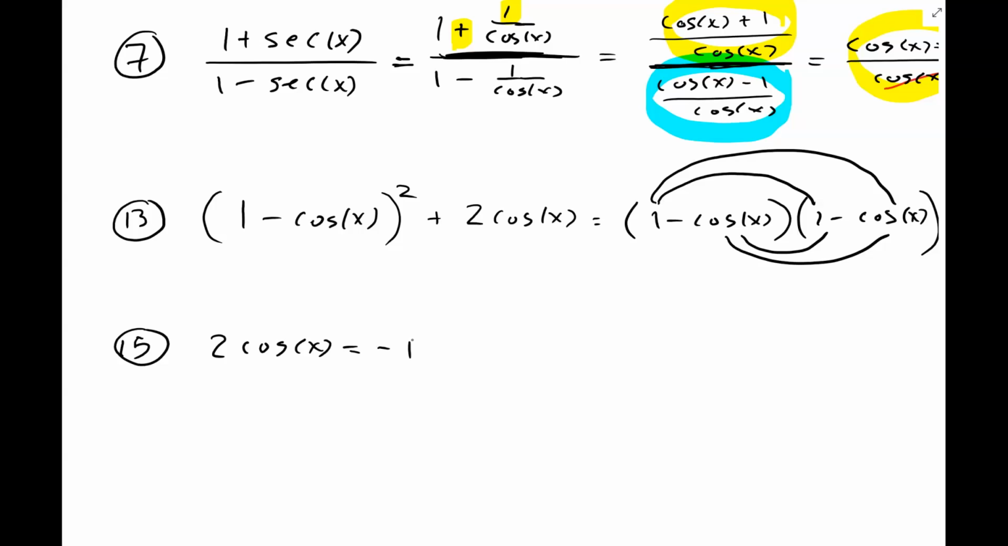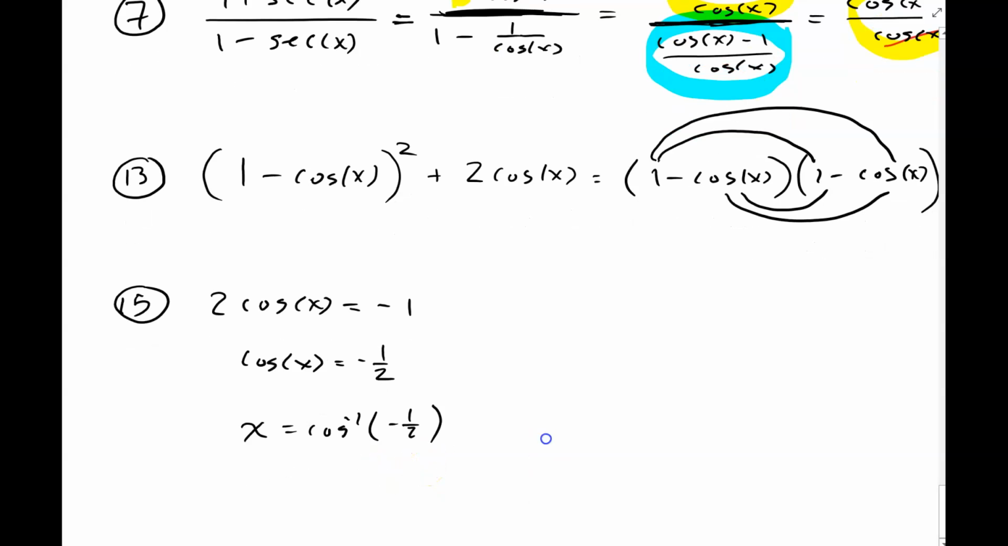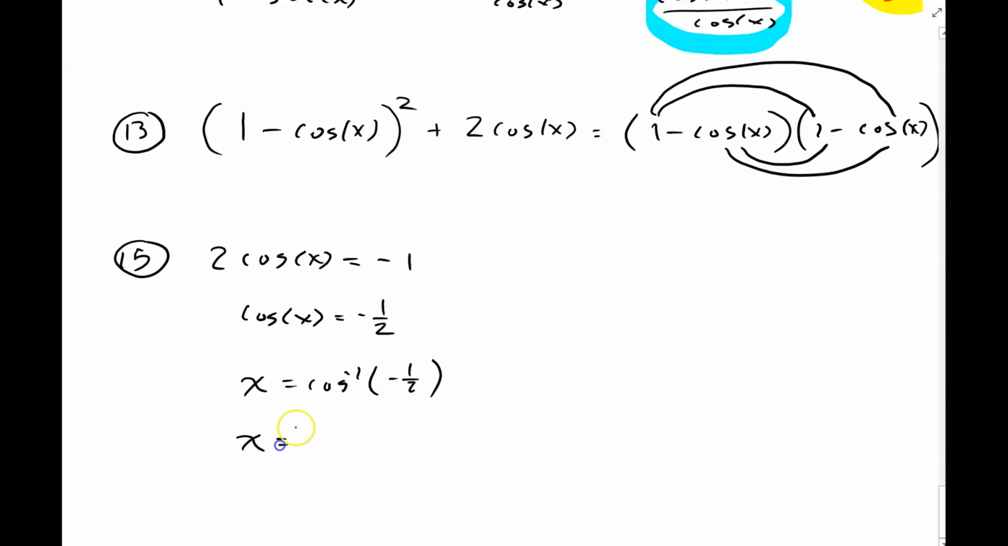Well, to solve, we just need to figure out the values for x, right? So we want to get x by itself. Actually, you're going to divide both sides by 2. So it's cosine of x equals -1/2. I'm going to take the inverse cosine of both sides, that'll get rid of the cosine. So then it's x equals inverse cosine of -1/2.